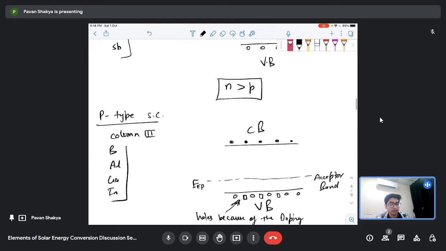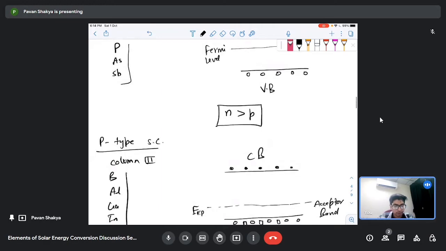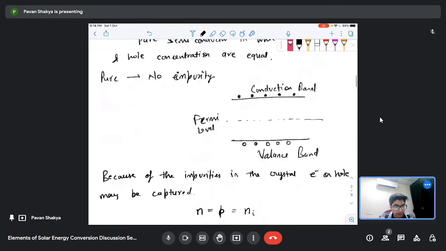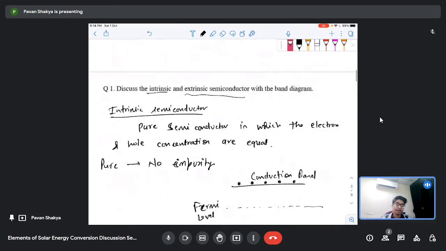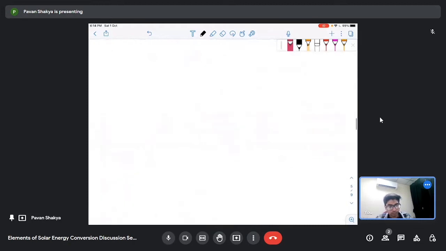Okay, and because of the doping, the number of holes that we represent by p will be greater than the number of electrons, that is n. So that's all in the question that has been asked, to define the intrinsic and extrinsic semiconductor. Okay, now next move to the next problem.